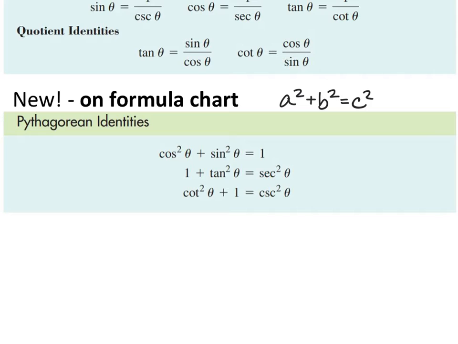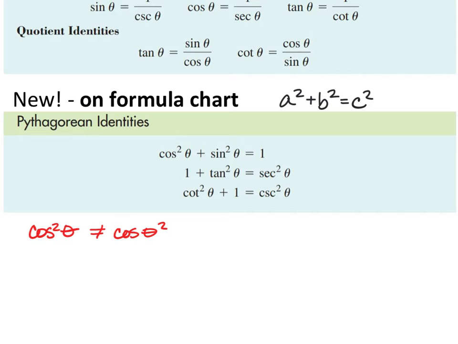One of the things I want you to notice: cosine squared of theta is not the same as cosine of theta squared. This is saying you're squaring the angle. This is saying you're squaring cosine. Please make sure you use the correct notation where you're talking about squaring the cosine function, not squaring the theta. I will not count this correct. Those are two completely different things.